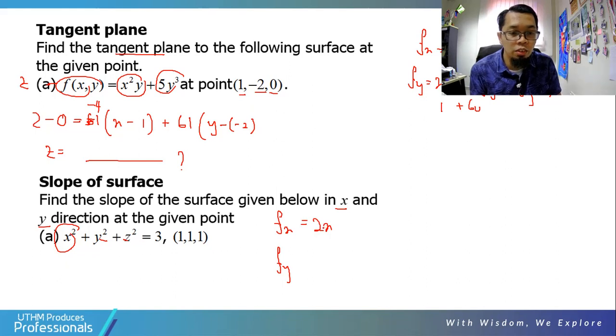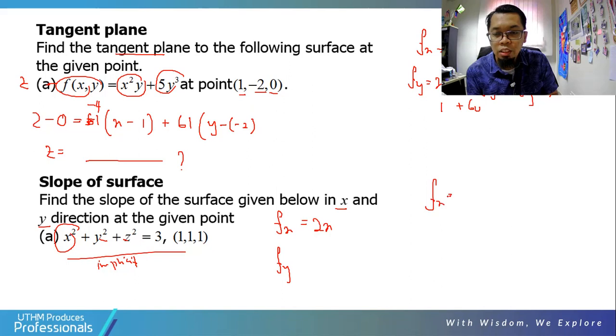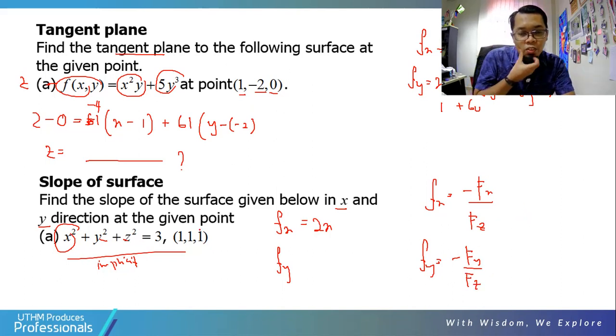Okay, this one you need to use partial implicit derivative. So you need to solve by using the implicit, and then you get fx. So for fy, fx implicit is in function x, z. Okay, negative fy function z. And then you get the answer and substitute the value.